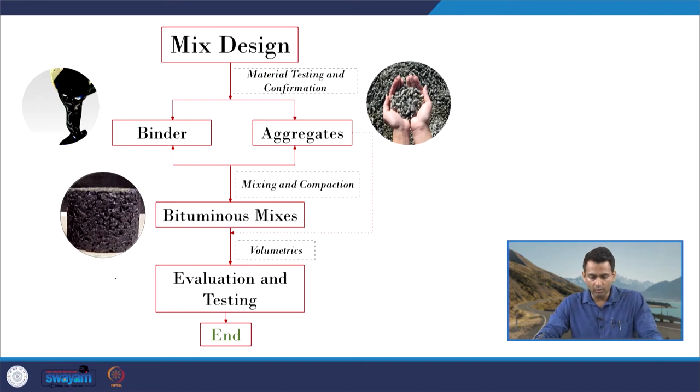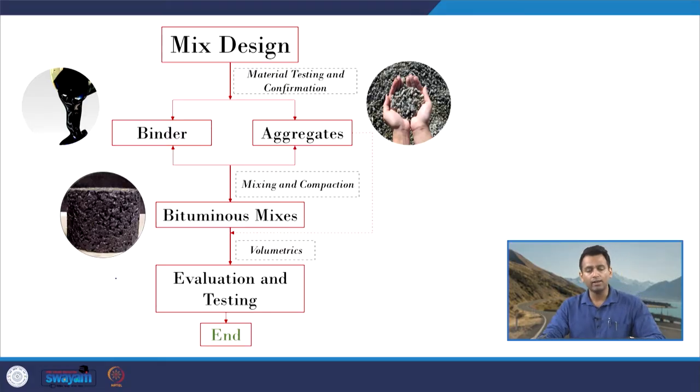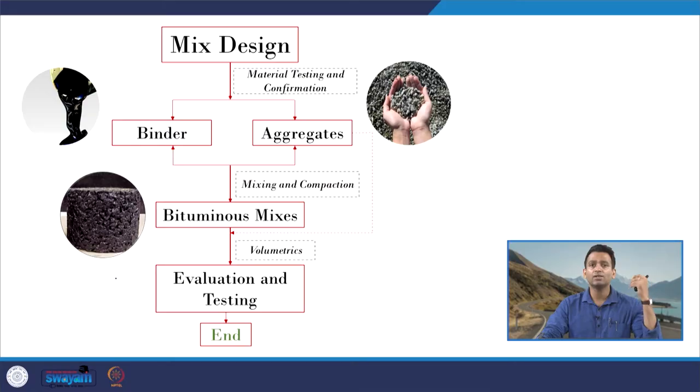Talking about the mix design process, the steps of which we will be discussing later when we discuss individual mix designs such as Marshall mix design and Superpave mix design, the process is outlined in this simple flow diagram which you are seeing on the screen. Any mix design process starts with material testing and confirmation. We have to check whether the binder which we are going to use is appropriate for the design, and also whether the physical properties of the aggregates and the aggregate gradation are within the desired range as specified by the highway agencies.